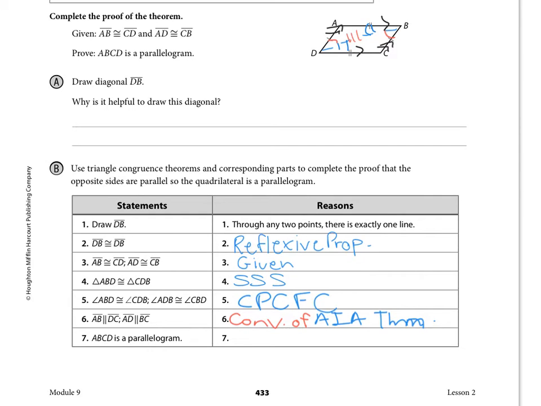So now that we know that the sides are parallel, we can conclude our proof here and know that by the definition of a parallelogram, which is, remember, two pairs of opposite parallel sides, then we know that we have a parallelogram. So we've established our proof.